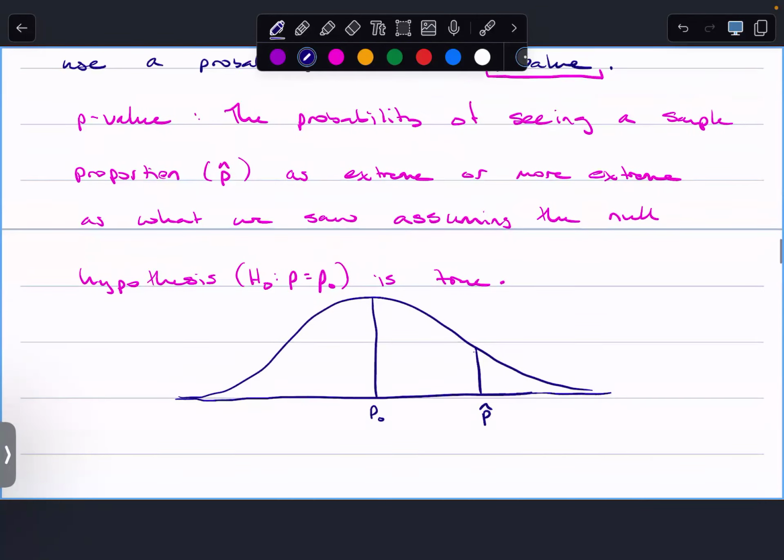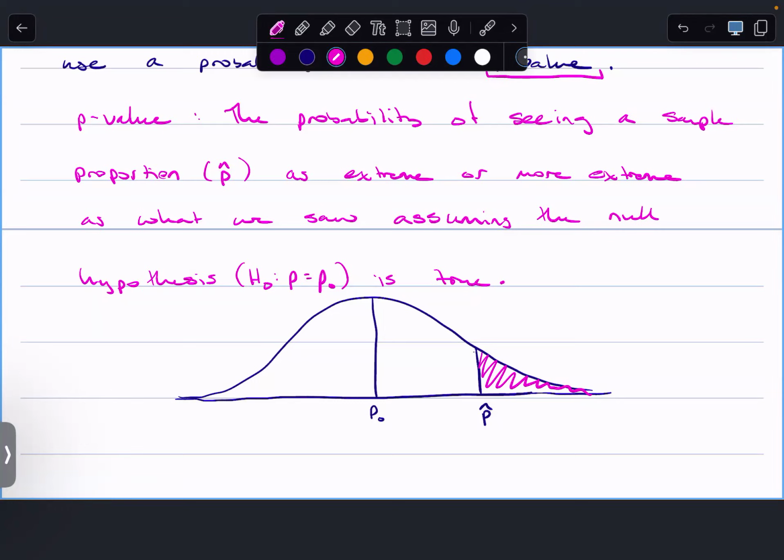then the probability is an area under the curve, right? We know that. How do I get that area under the curve? Well, I calculate a z-score, right? And so the probability or the area under the curve of seeing a sample proportion p hat as extreme or more extreme, that means the area in the tail, right? And so as extreme or more extreme, this is the one-tailed p-value.